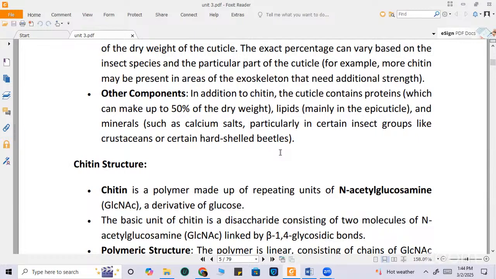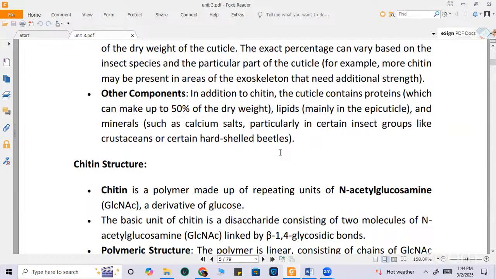So here chitin is a polymer. But what is a polymer? If many monomers combine, then we form a polymer. Here, N-acetyl glucosamine: glucosamine is a saccharide, a monosaccharide. When the amine group undergoes acetylation, N-acetyl glucosamine is formed. This is like a sugar, and N-acetyl glucosamine is a derivative of glucose.